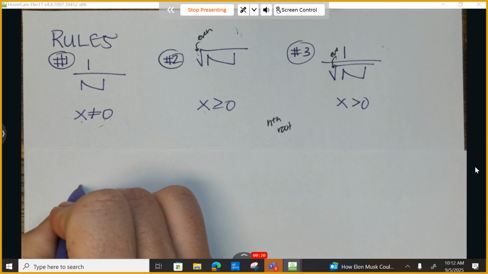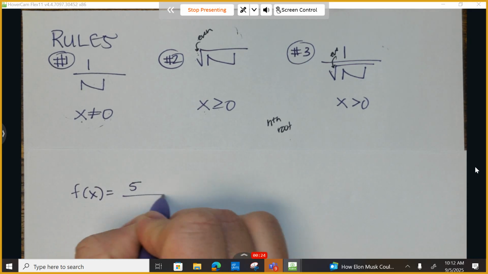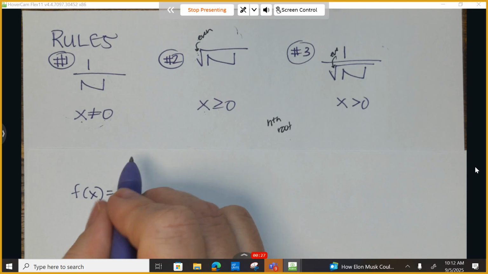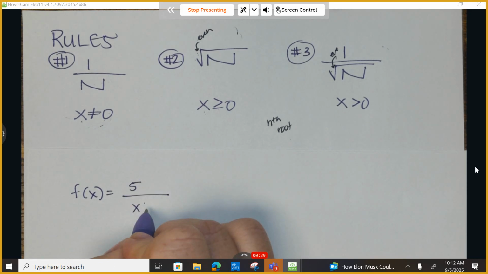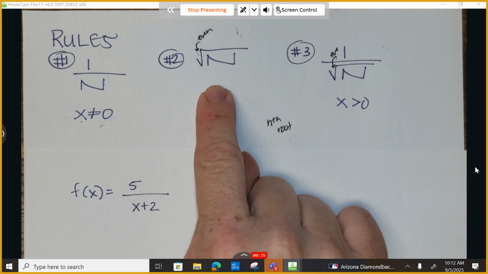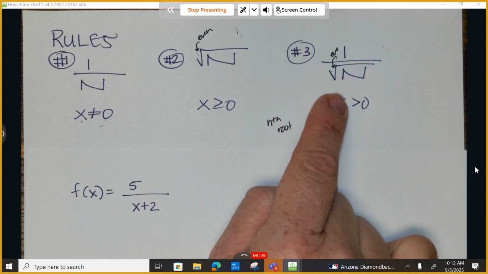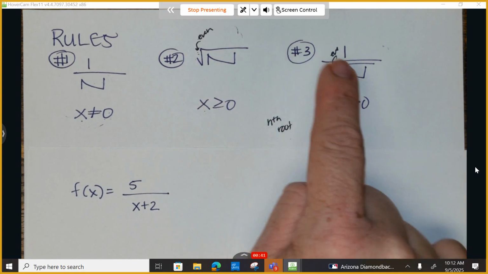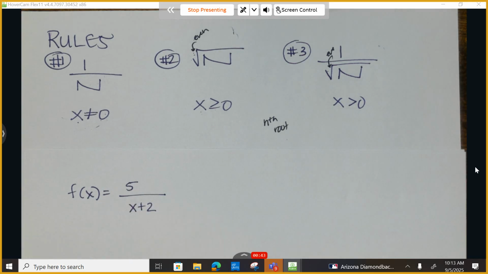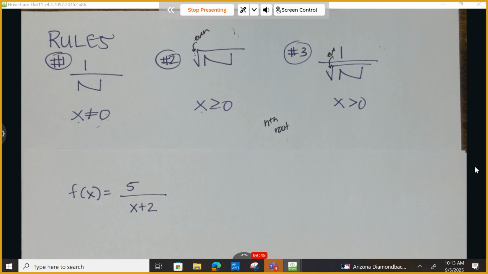Example number 1, you were just watching. If you were here with me, if you were gone, you are taking notes. So f of x equals x 5 divided by the quantity x plus 2. The first thing I'm going to do is look up here at the second and third rules, and ask myself, do I see a radical in this example? I don't. That means I can eliminate the chance of applying Rule 2 or Rule 3.